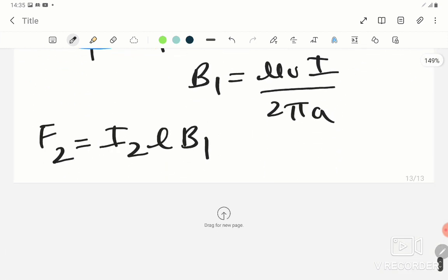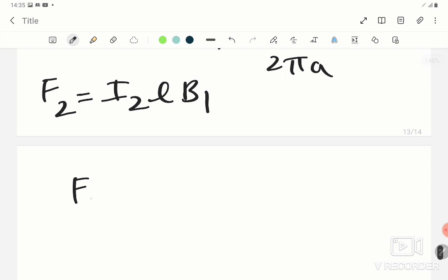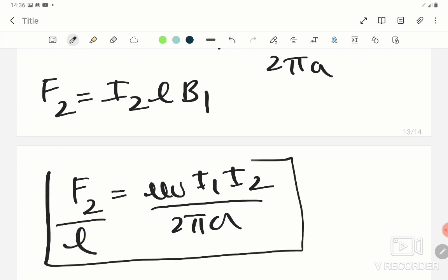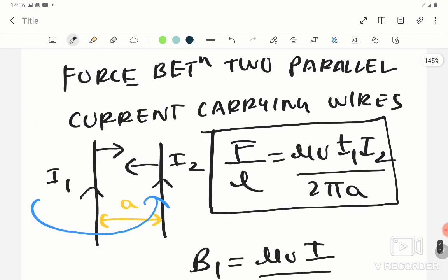So once you substitute this formula of B1, you will obtain the force of attraction as mu naught I1 I2 divided by 2 pi A into L. अब L को हम लेफ्ट में डिवाइड करेंगे, so you will obtain force per unit length as equal to mu naught I1 I2 divided by 2 pi A. So guys, in summary, whenever you have two parallel wires, then the force of attraction between the two wires can be given by F by L is equal to mu naught I1 I2 divided by 2 pi A.